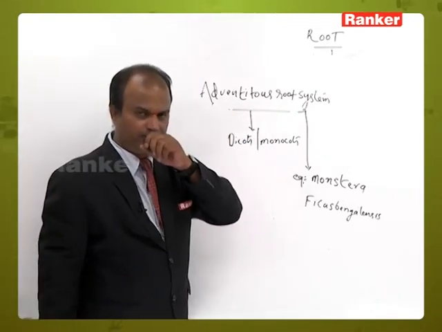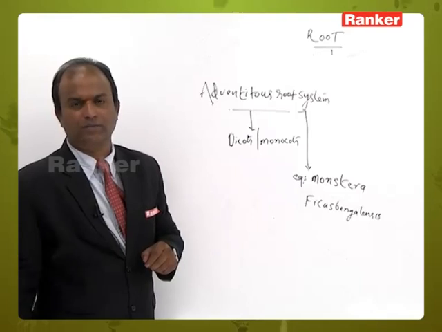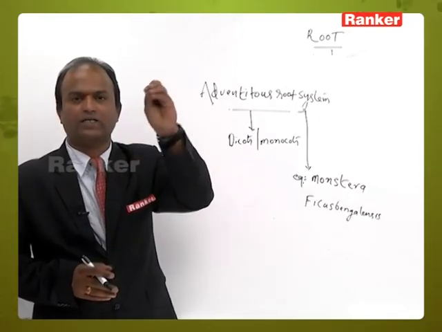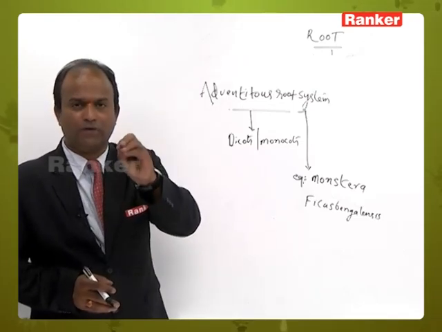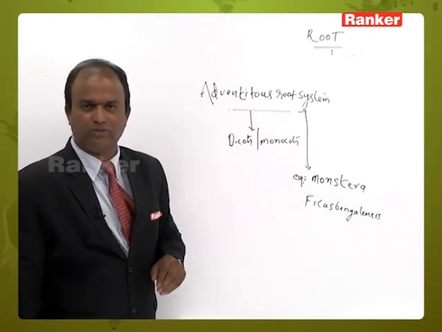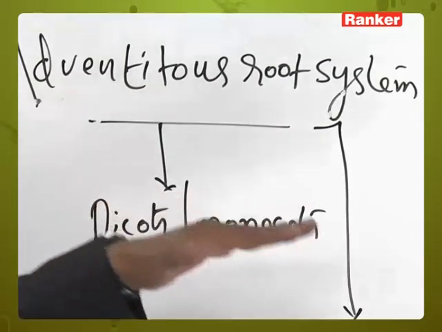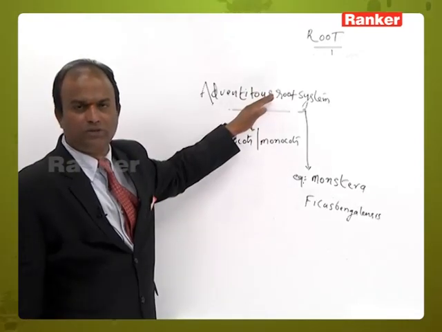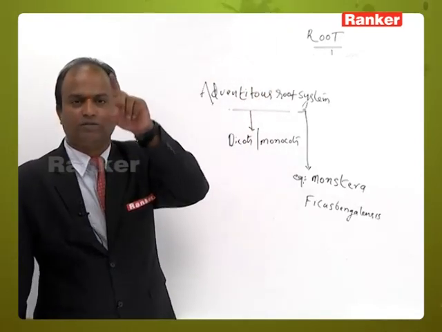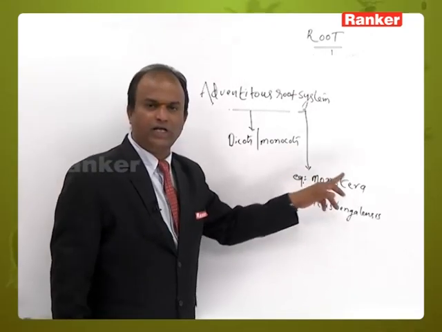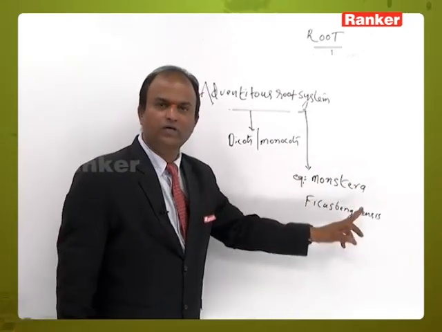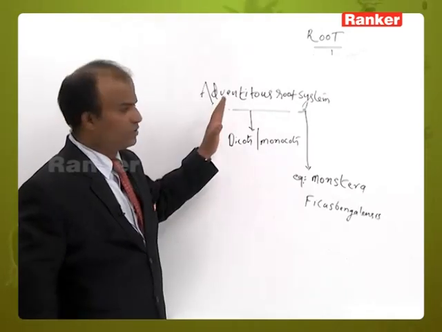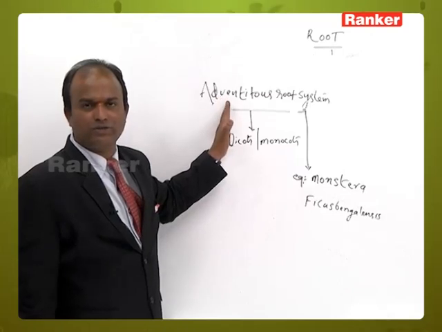What is meant by adventitious root system? It is a root system which develops from any part of the plant other than from the radical, which can be seen in dicots and monocots. What are the examples? In your textbook they have given monstera and Ficus bengalensis. So this is about the adventitious root system.